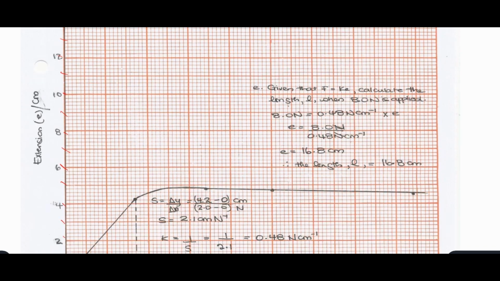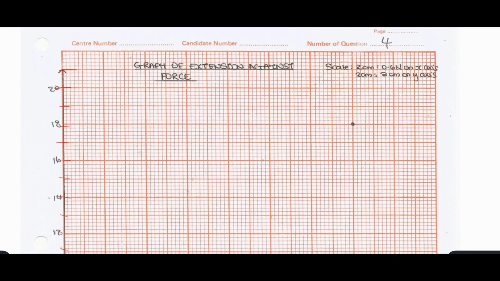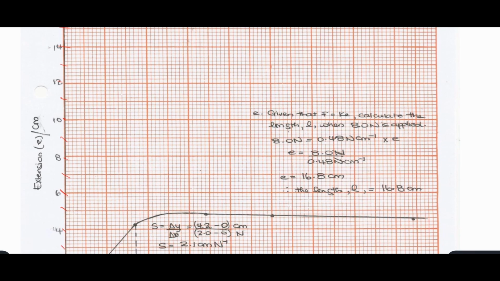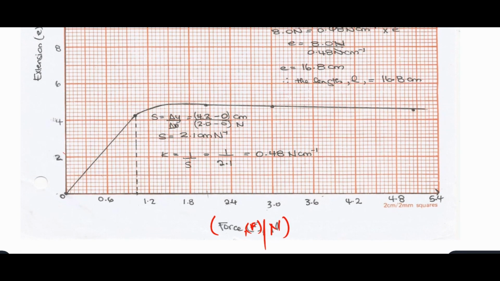I chose a scale of 2 centimeters to 0.6 newtons on the x-axis and 2 centimeters to 2 centimeters on the y-axis, right? And that's because I had to plot that 18 centimeters. Otherwise, I would have chosen a much wider scale to get the graph covering more of the page. So here, if you look, the first point that we were supposed to plot is 0, 0, and I plotted it right here, right?